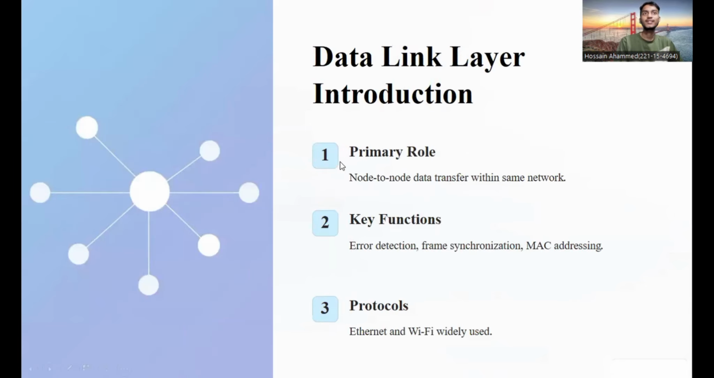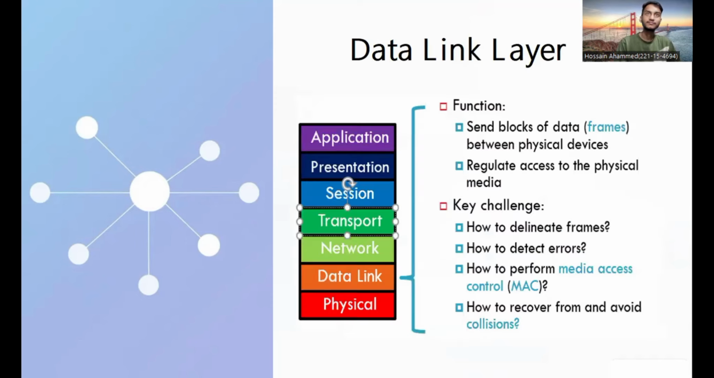Here I mention the data link layer introduction, which plays a primary role, has some key functions, and uses some protocols. In its primary role, it connects node-to-node data transfer within the same network, which I mentioned in my OSI model explanation. Its key functions are error detection, frame synchronization, and MAC addressing. It uses protocols like Ethernet and Wi-Fi that are widely used.